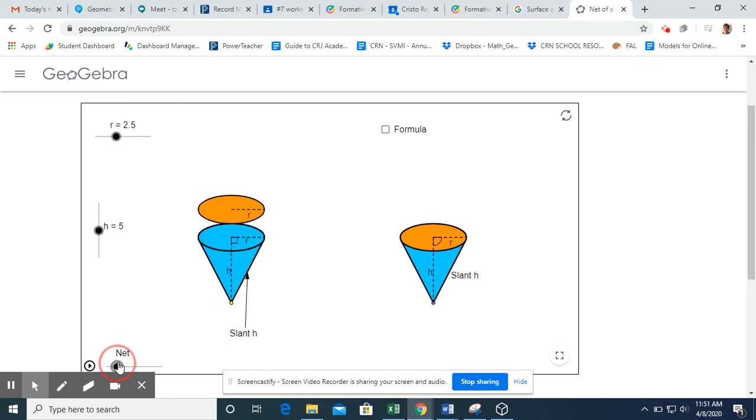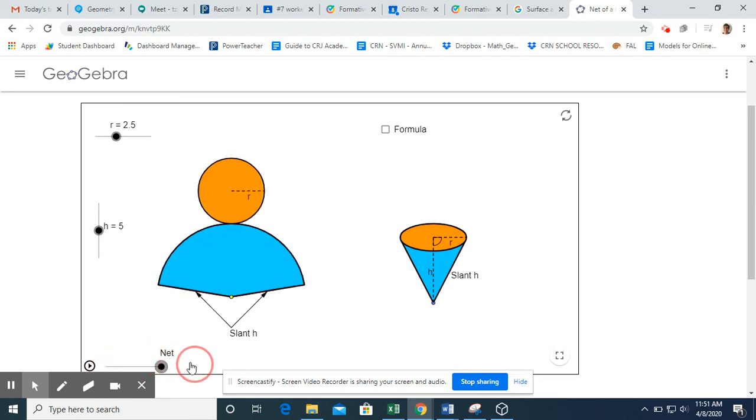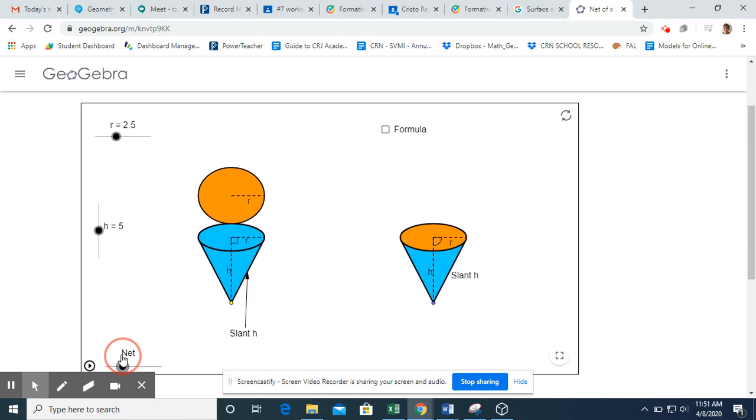So with these values in here, we'll have to be using our pi value. So this is a cone.